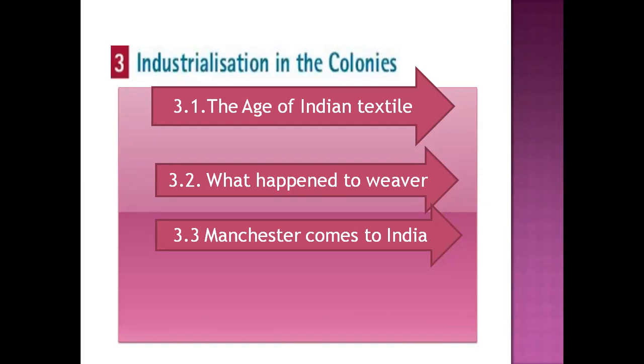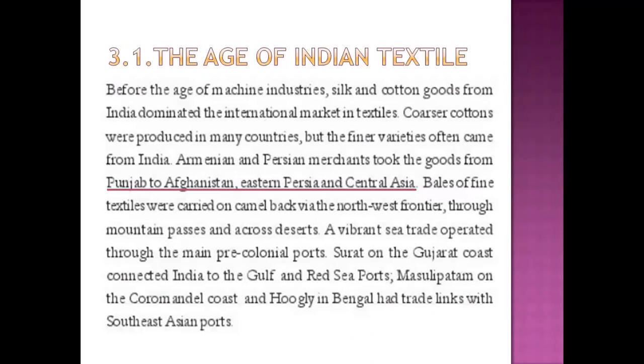So the first point is the age of Indian textile. As we know, cotton was the first good which was industrialized and which was the cause of industrialization all over the world. Cotton demand was very great in Britain, and especially Indian cotton. It was in very good demand all over the world at that time. The variety of goods from India was very good and the people used to like it.